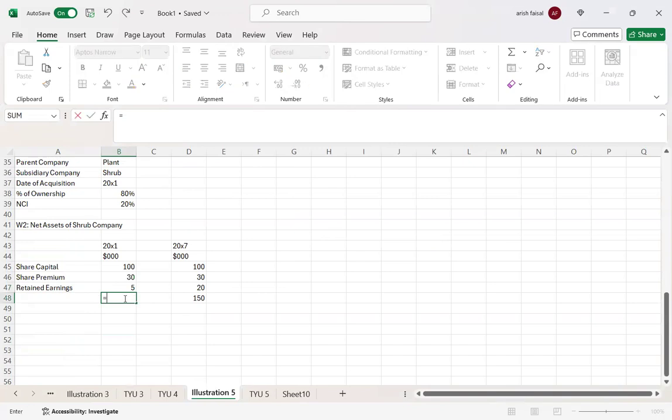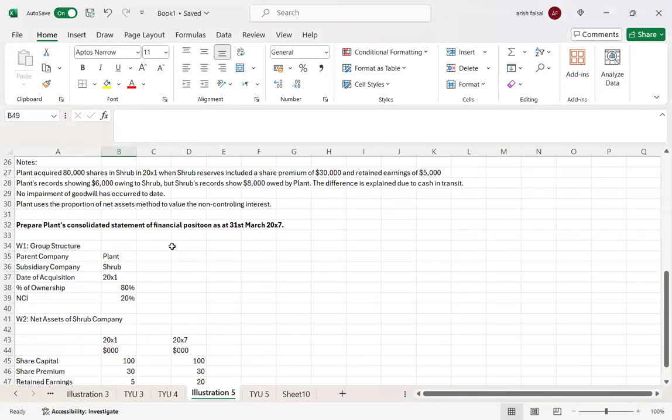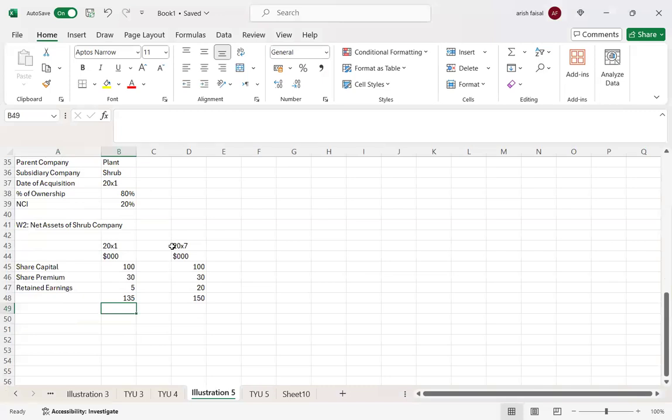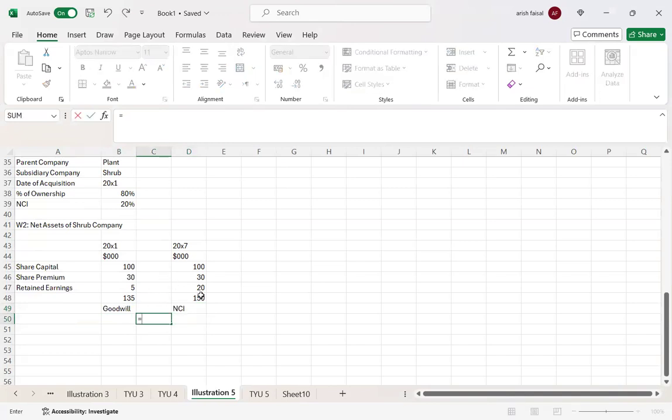So this gives me a total of 100 plus 30 plus 5. So that turns out to 135. Now, we don't have any fair value adjustments over here, right? But that's one extra thing which I want you to understand, that this 135 will be a part of the goodwill calculation, and this 150 will be a part of your NCI calculation, and the difference will be for the retained earnings. So that's 150 minus 135, that's 15, and that's going to be a part of your group retained earnings.